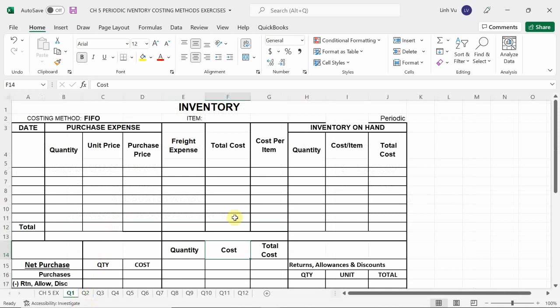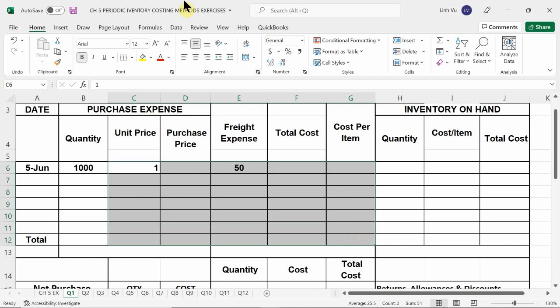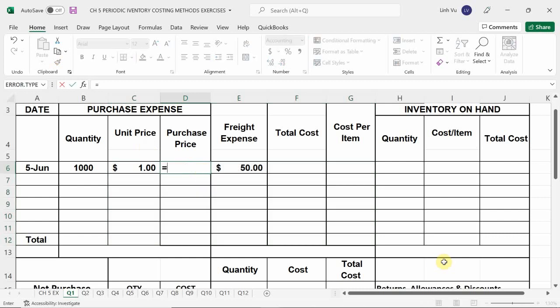Okay. Here's my first inventory worksheet for question 1 here. So let's see. It is June 5th. We purchased 1,000 units at $1 with a freight of $50. So in this case, what is my purchase price? $1,000 plus $50. Total cost is $1,050.